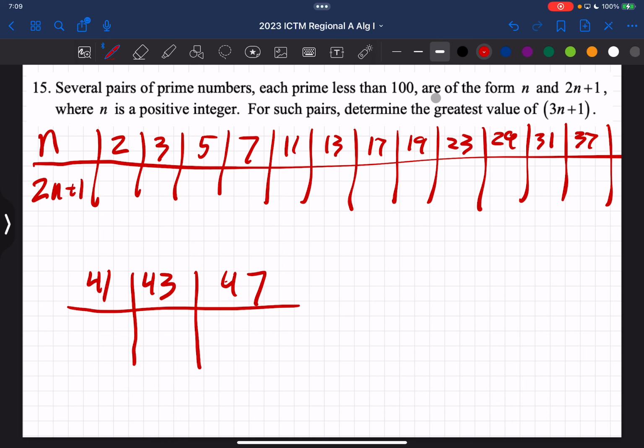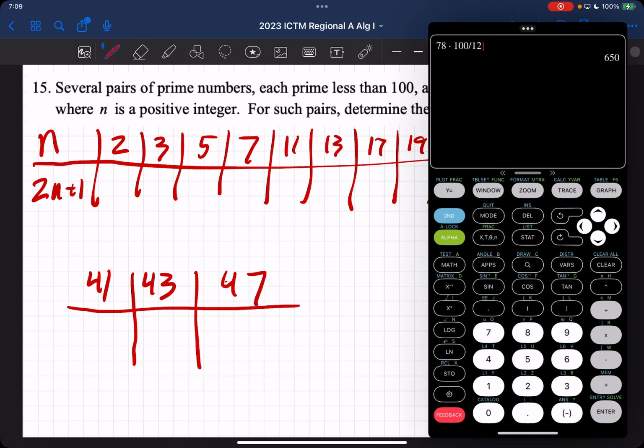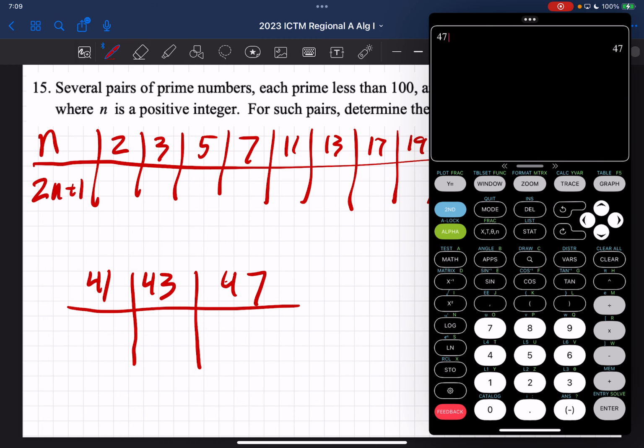Okay. So now I need to start checking these numbers. Let's see, 47. I know it's not divisible by 3, and 47 is not divisible by 7, and it's definitely not divisible by 11, so I'm pretty sure we're good. So 47 times 2 plus 1 is 105. That is too big, so that's a no-go. So let's go down. 43 times 2 plus 1 is 87. Now it's odd. The question is, is it prime? Well, let's divide it by 3. No, it's not. So that one's no good.